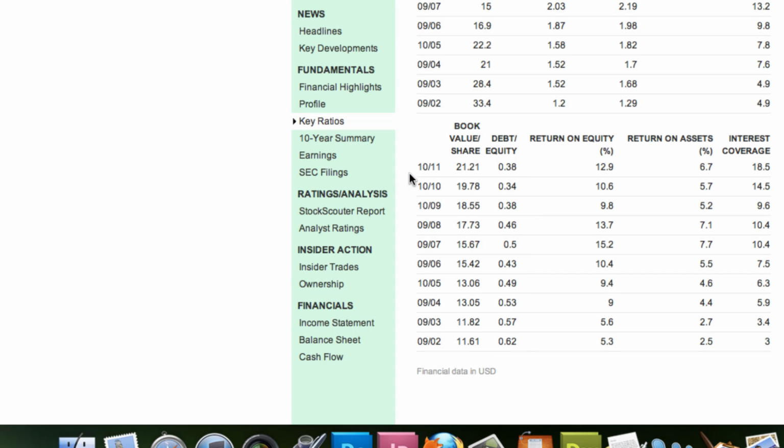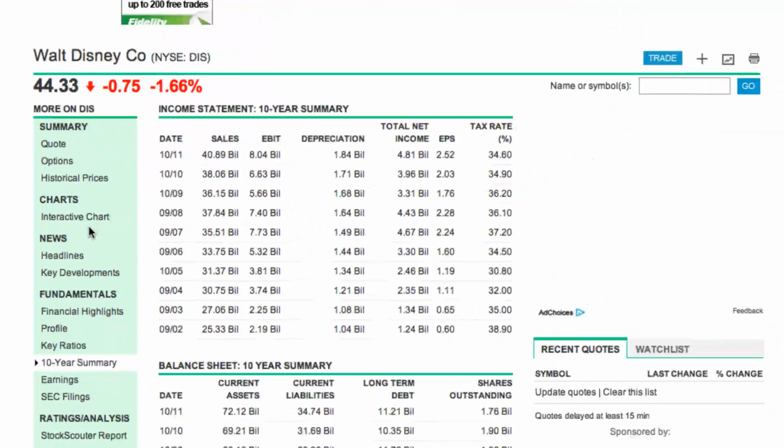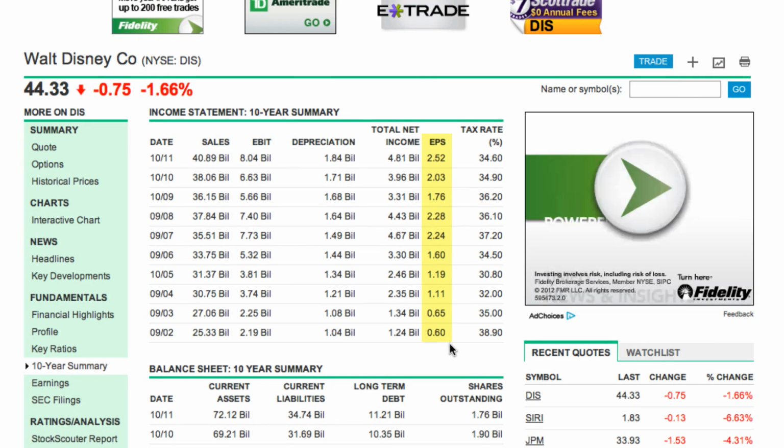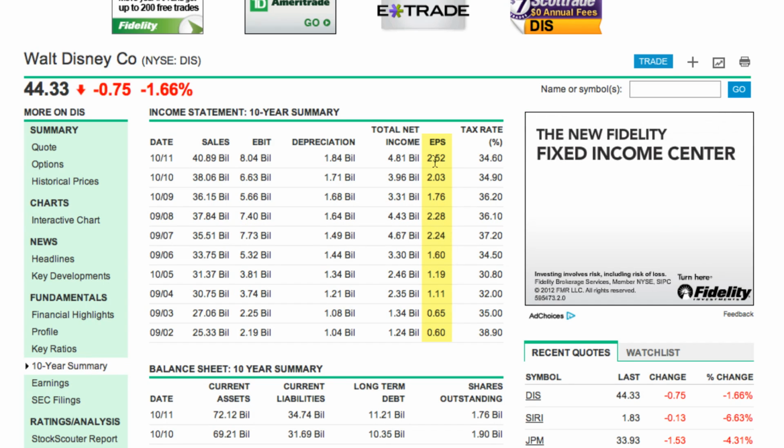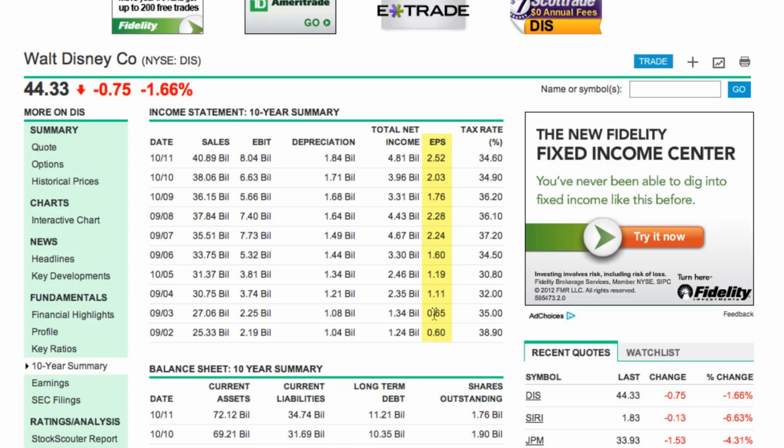Now, let's go over to look at the earnings. To do that, we have to click on the 10-year summary. We'll click there, and now we're going to look at the earnings per share. This is generally trending up. It started off at 60 cents 10 years ago, and now it's up to $2.50. It keeps increasing, and that's exactly what you want to see with your earnings. You always want to see your earnings increasing like that if possible.